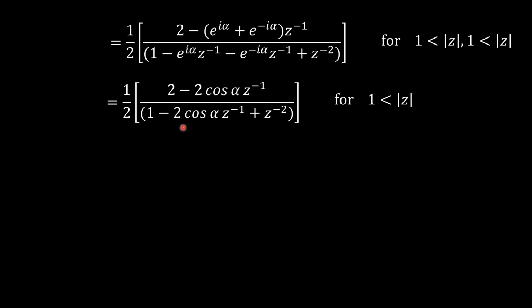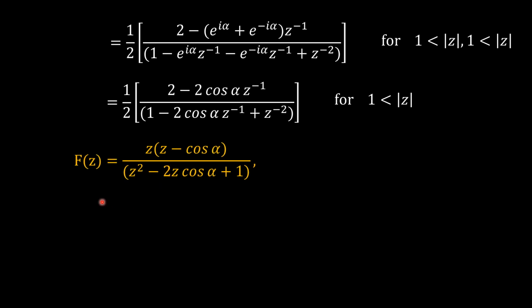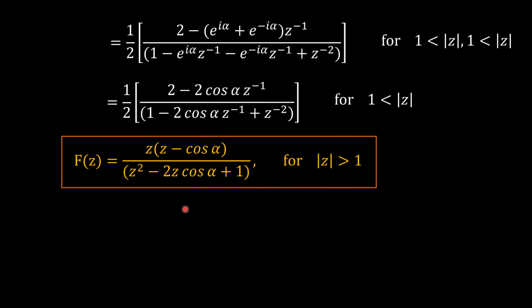by z square. So that will give us the z transform for the sequence cos of alpha n for n greater than or equal to 0 as f of z equal to z into (z minus cos alpha) divided by (z square minus 2z cos alpha plus 1), for which the region of convergence is mod z greater than 1. So this is the required Z transform.